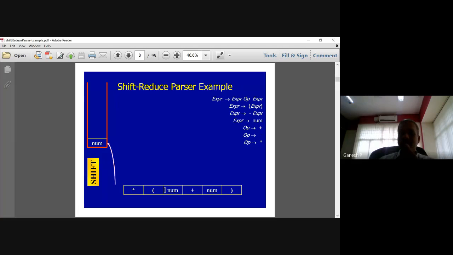Now everything is shifted in the initial stage. Now we are reducing. What is the reduce here? Num is identified as one of the language constructs, which is highlighted here as an EXPR. So num can be replaced by an EXPR. Anything that you are replacing in the contents of your stack can be considered a reduce. Next, we'll see that we also reduce by popping, and how that is going to work. So num was there, and it is replaced by EXPR.